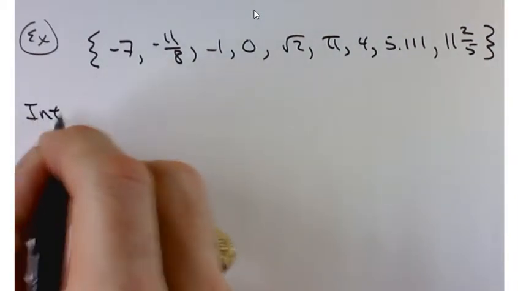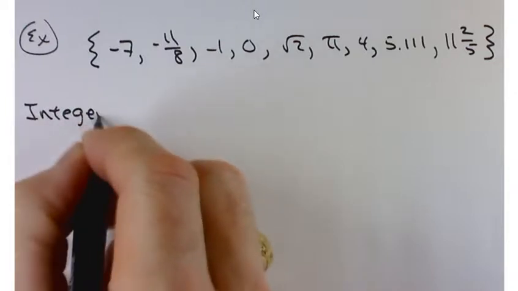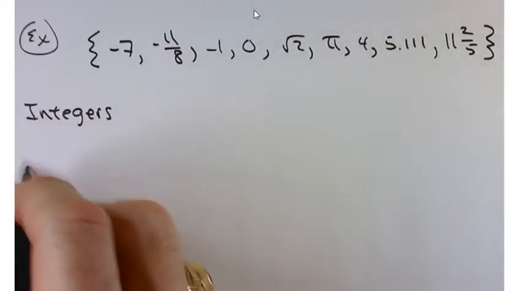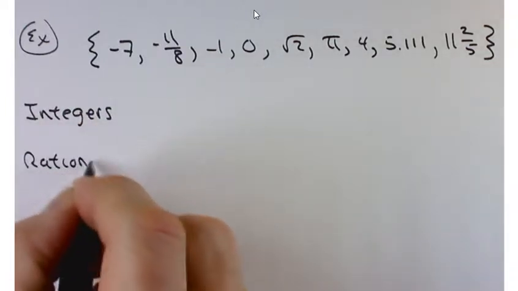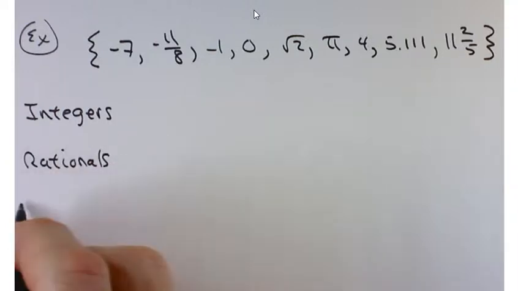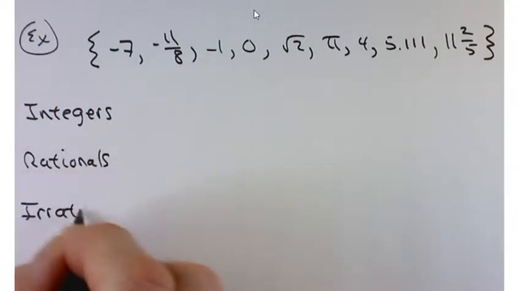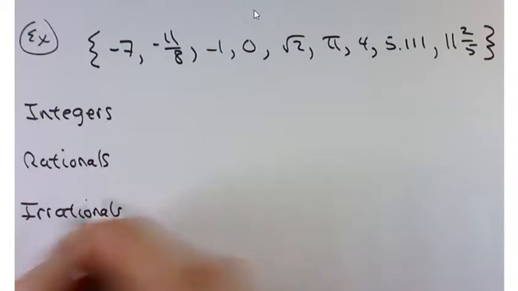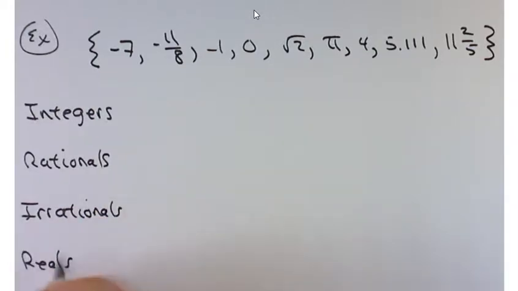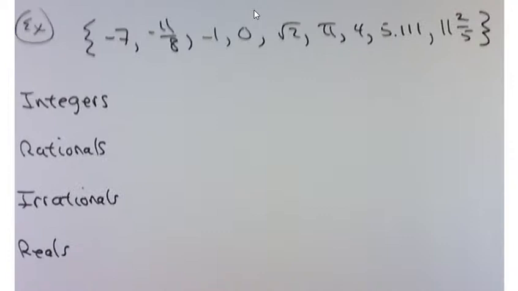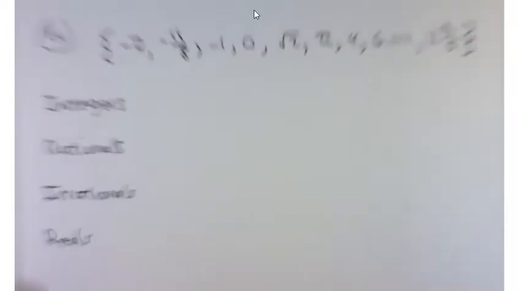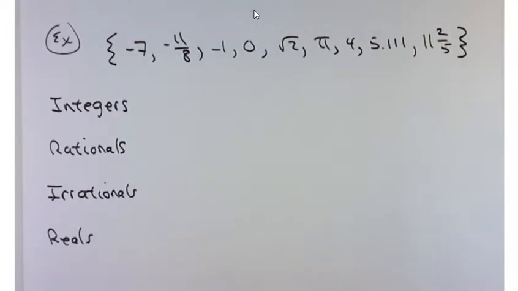I want to identify the same 4 sets of numbers: integers, rationals, irrationals, and the reals. So what are those 4 sets of numbers? I'll give you a second or two to look at those. Try and decide some of that yourself first.